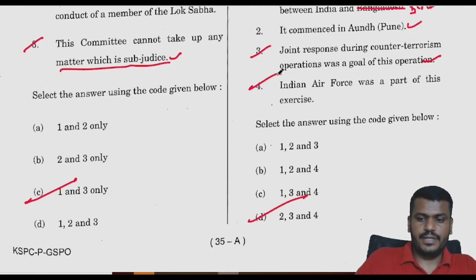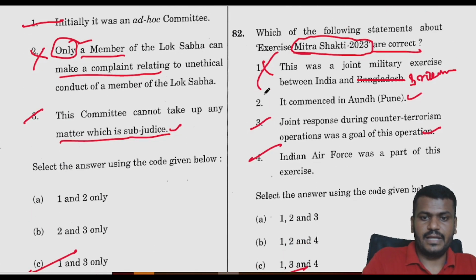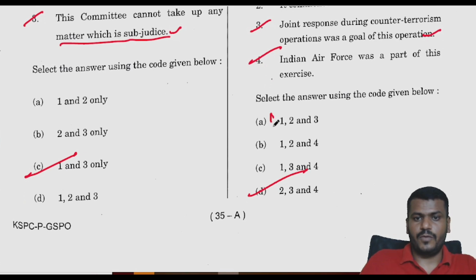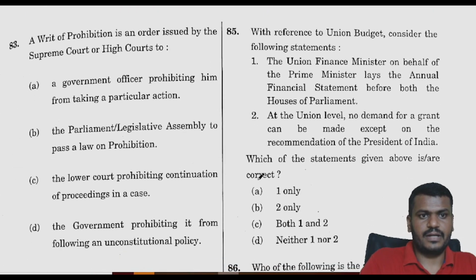See guys, here the basic thing: if you eliminate this one, then you can definitely eliminate even the options also. If one is not correct, you can easily cancel out options and D will be the right answer. Okay, you can eliminate like that.